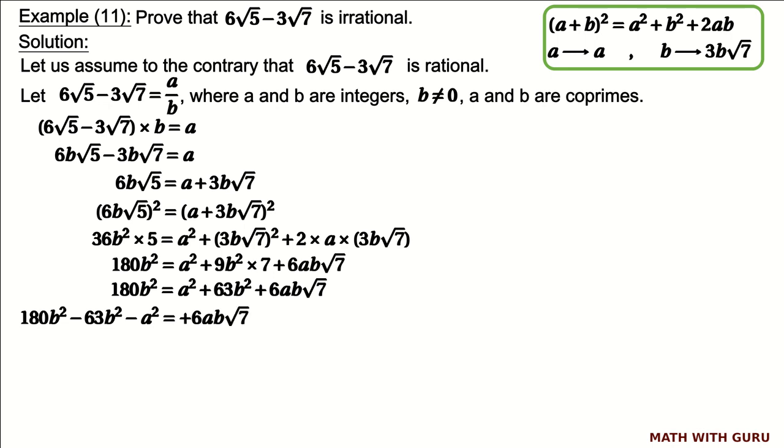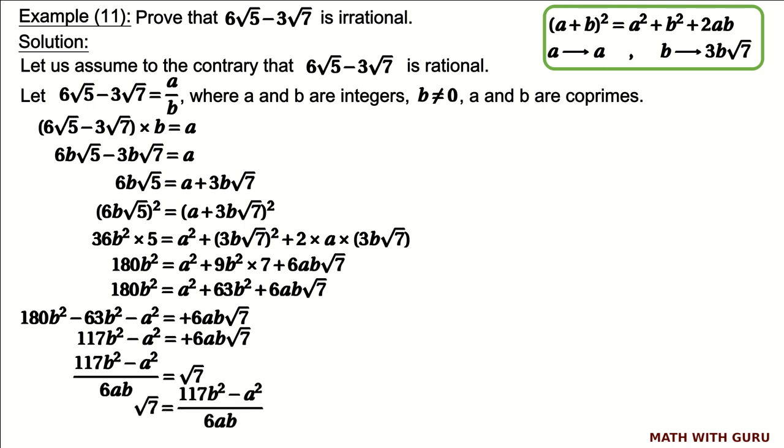Transfer a squared plus 63b squared to the left hand side. 180b squared minus 63b squared minus a squared equals 6ab root 7. 180 minus 63 is 117. 117b squared minus a squared equals 6ab root 7. 117b squared minus a squared over 6ab equals root 7. Root 7 equals 117b squared minus a squared over 6ab.